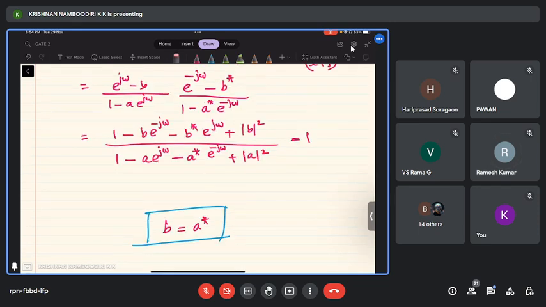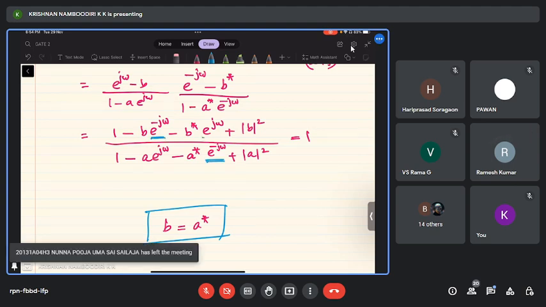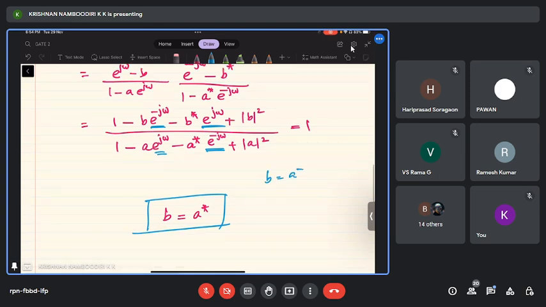So there are multiple ways. The easy way is, how can this be equal to 1? Anyway, the magnitude of b square and magnitude of a square must be the same, right? Now you just need to compare the coefficient of e power minus j omega or e power j omega. Both will give the same. One will give you b equal to a star and the other one will give you b star equal to a. That means b equal to a star. These two are the same, right? Yes, sir. So you just need to see that.